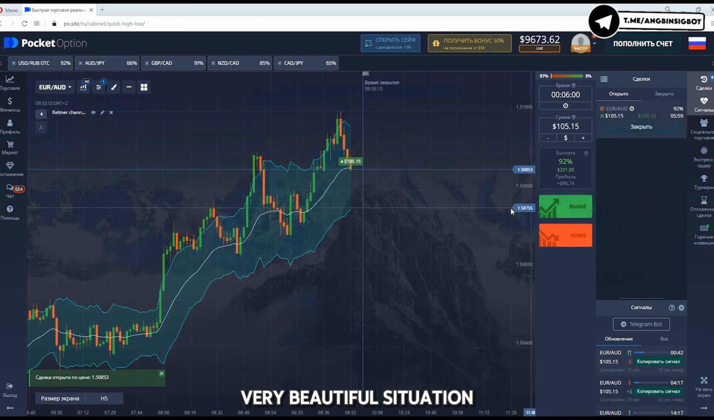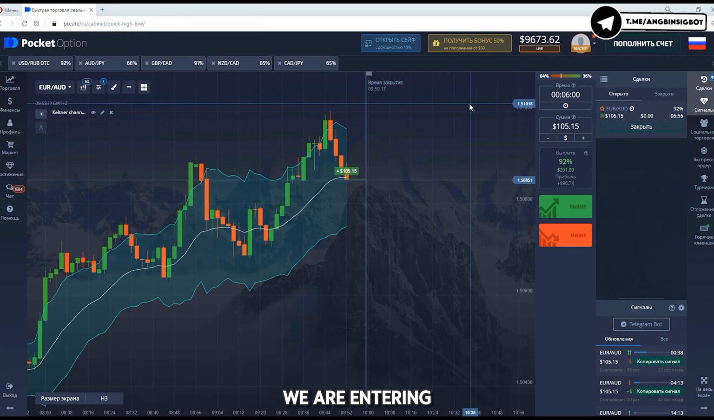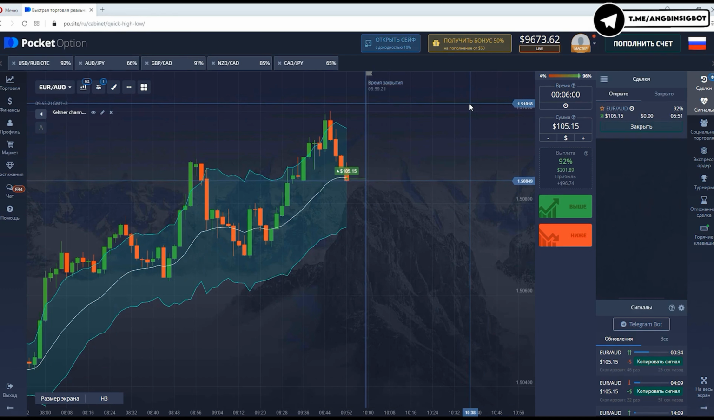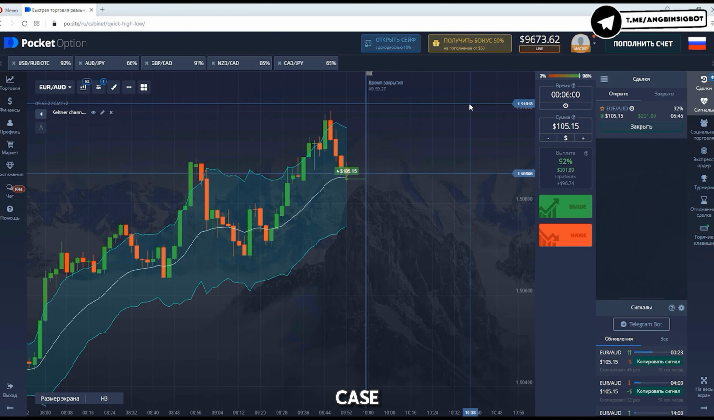Once again, a very beautiful situation. A peak opened here at $105. We are entering, of course, in the direction of the trend. We do not trade against the trend. I explained where the correct entry point is, but I reiterate, we do not open trades against the trend. Specifically in this case, we do not open trades at the top of the range. Very often this looks like an ascending channel, where you can simply place trades up and down. The price will fluctuate within this range. But it also often happens that the price gets stuck at the upper range and moves there. So such an entry point would be incorrect.